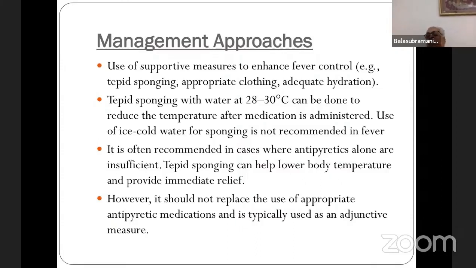And tepid sponging is a laborious technique. You must have sponges kept in the armpit, kept in the groin. It should be done for about 15 to 30 minutes. It's technically a difficult procedure.